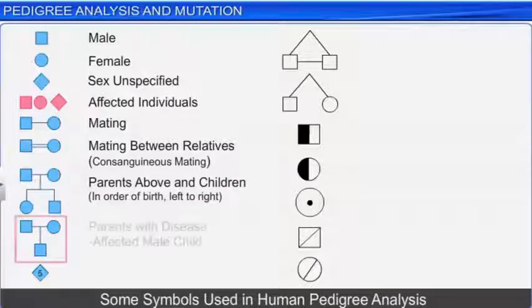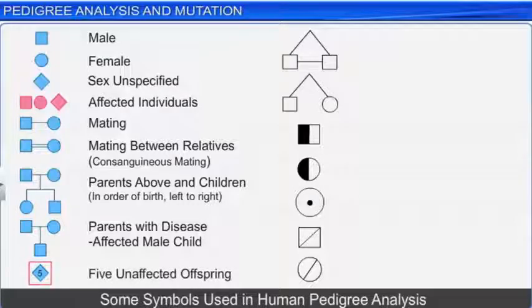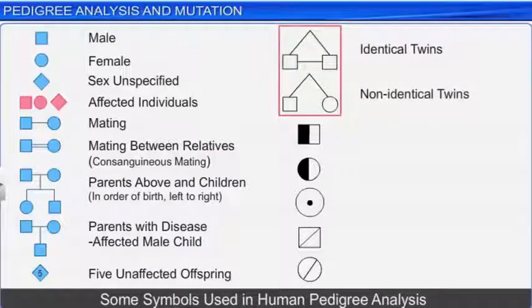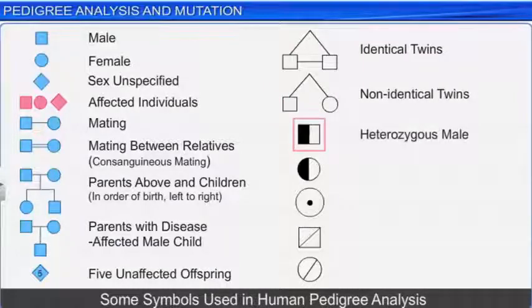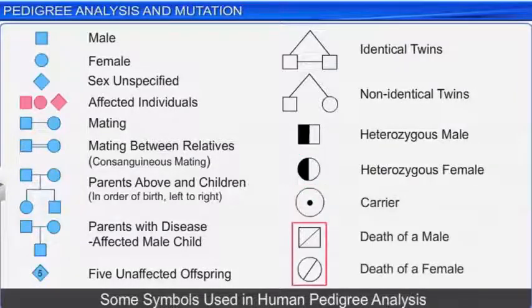However, a parent with a disease-affected male child is represented differently, and 5 unaffected offspring are represented by a number within the rhombus. Identical twins and non-identical twins are represented as shown. Whereas a heterozygous male is represented by a half-filled square and a heterozygous female by a half-filled circle. A circle with a dot in the center represents a carrier, and the death of a male or female is represented as shown.